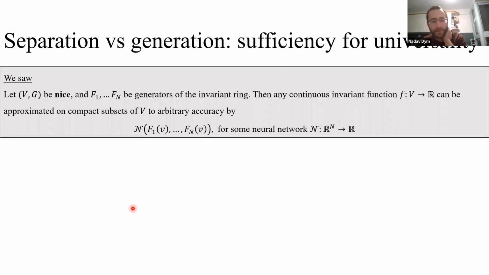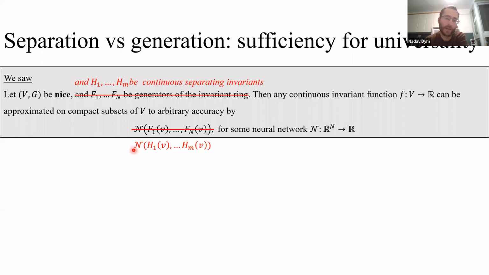Essentially, we want to say that separating invariants are going to work better for our purposes than generation. What do we need to say for that? The first thing is that they can replace generators in the approximation theorem we saw before. Instead of saying that these functions are generators, we want to say that they are separating invariants. And we'd like to say that you can write any function as a neural network or some continuous function composed with these separating invariants, and that happens to be true. It's not so difficult to see with a pen. So that's the good news: certainly they can do just as well as generators in terms of what we want to do.